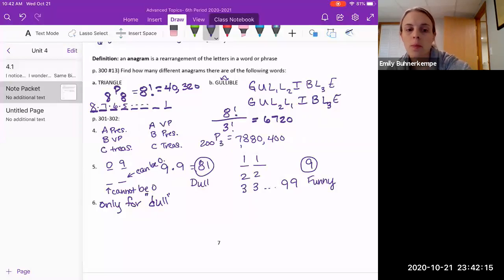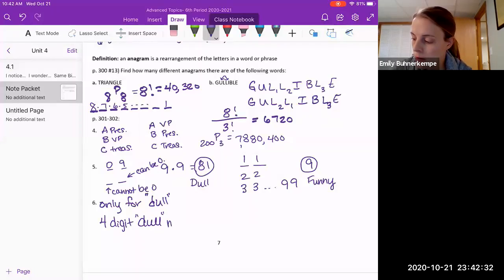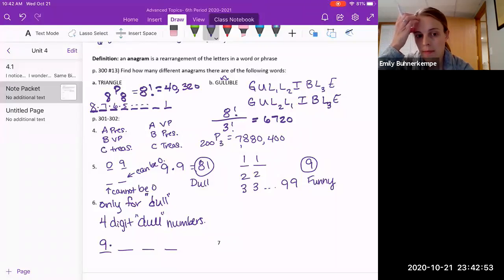We're going to do number 6, but we are only going to look at how many dull numbers there will be. So in number 6, we're taking a look at 4-digit dull numbers. As a reminder, a dull number means that you cannot repeat any digits. So in this case, if we have 4 digits, similar to before, you cannot have a 0 as your first digit. So you have 9 choices of digits for that first entry, 1 through 9.